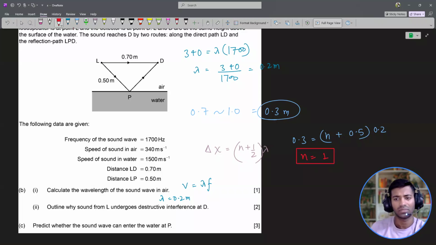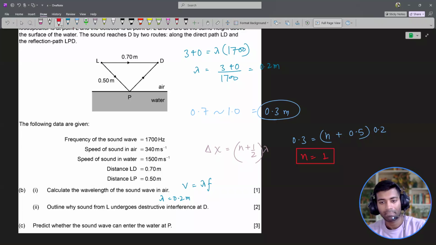It's a fairly simple calculation. We don't really have to do it on a calculator or anything. It's up to your convenience. So n equals 1. Since we got the value of n as an integer, this indicates that point D is a point of destructive interference.